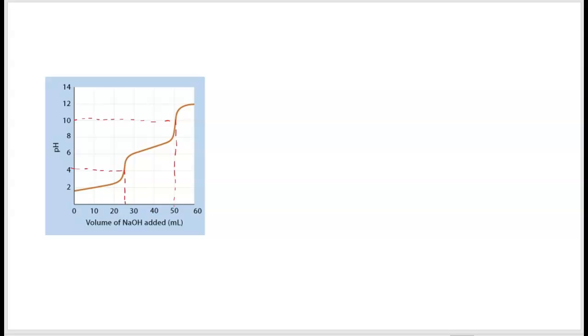What we notice is that to reach the equivalence point at pH 5 requires 25 mils of sodium hydroxide, and to reach the equivalence point at pH 10 requires 50 mils of sodium hydroxide. This strongly suggests that this is the titration of a diprotic acid, because the same volume of sodium hydroxide is required to reach the first equivalence, and an additional 25 mils is required to reach the second equivalence point.